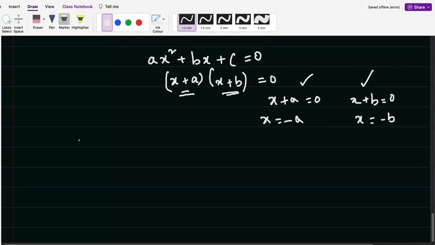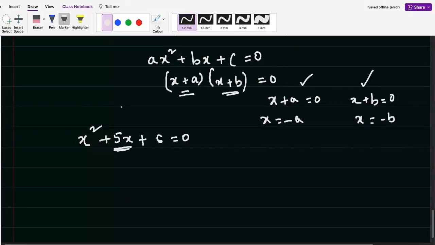For example, I will take one quadratic equation: x square plus 5x plus 6 equal to 0. Now you need to split the middle term. You have to write it in the x square plus bx plus c equal to 0 form first. Then only you will get the middle term in the right place. Otherwise, if 5x is coming first and then x square, you will not get the answer properly.